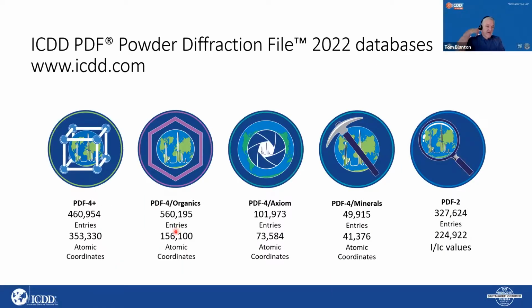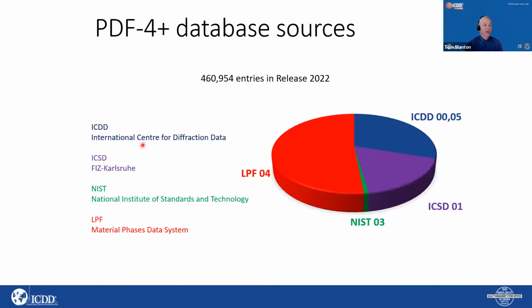Powder Diffraction File, there are 5 different databases depending upon your particular application. We'll be talking primarily about PDF4 Plus today, but each one has a different number of entries, a different number that has the atomic coordinates and applications. So think about what you want to do with your instrument, but the important part is that it is an editorially reviewed database so that you know the quality of the data that you are working with.